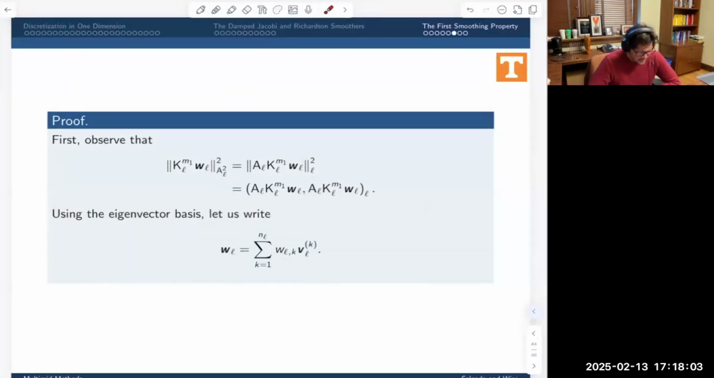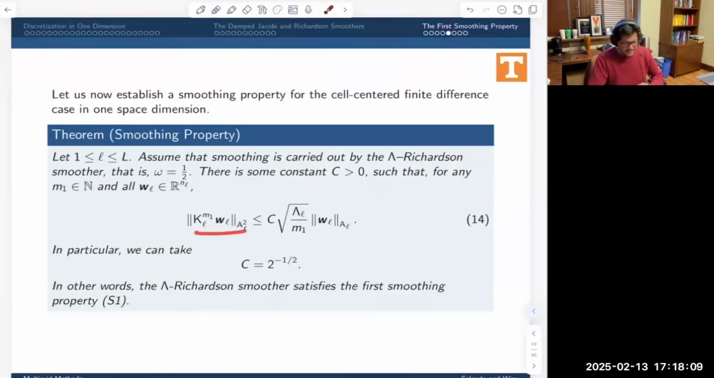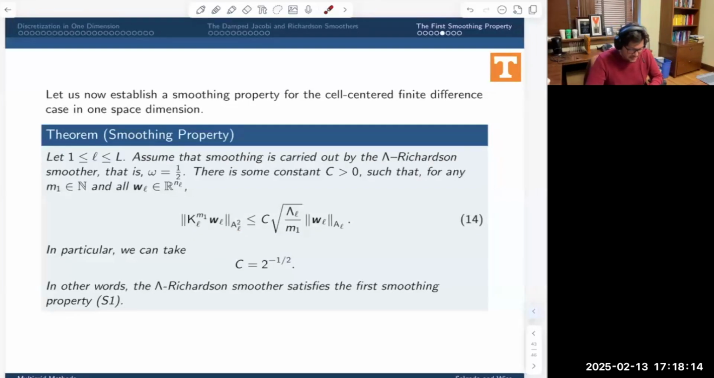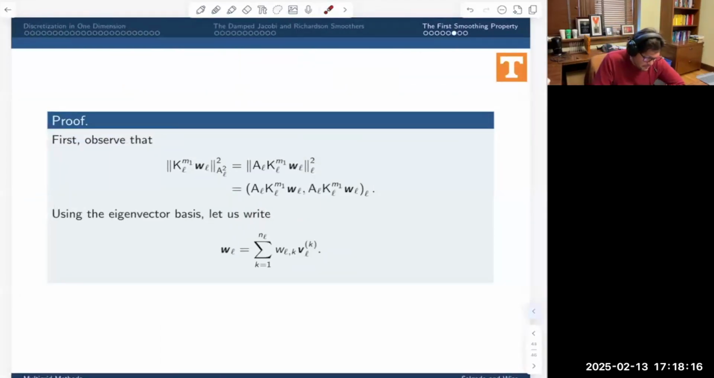Okay, how do we prove this? The way we're going to prove it is just by pretending we know what we're doing and writing down the thing that we want to bound on the left-hand side, writing it out in all the details and seeing what we get.